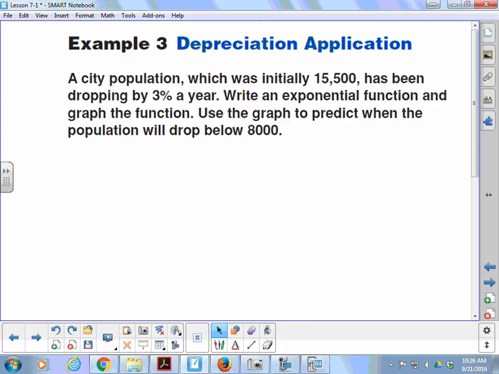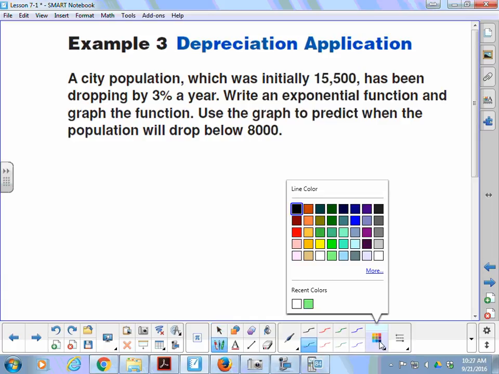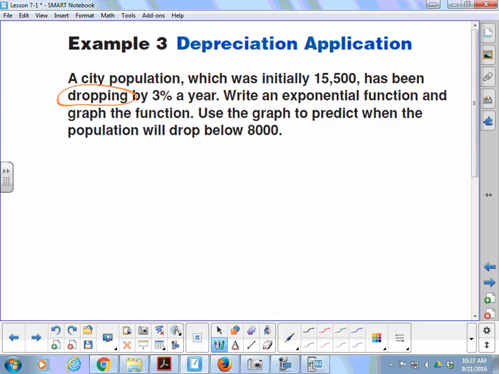City population, which was initially 15,500, has been dropping by 3% a year. So that dropping tells me it's going down. Write an exponential function and graph the function, and use a graph to predict when the population will drop below 8,000. Now your graph for this can just be on your calculator. You don't have to draw me a perfect graph on paper, okay? On your calculator is fine.